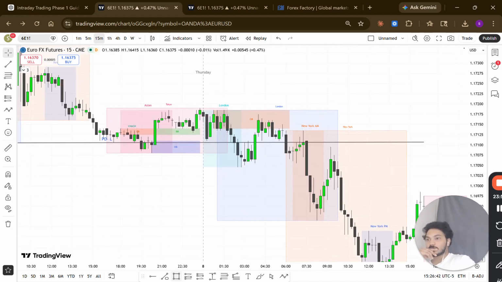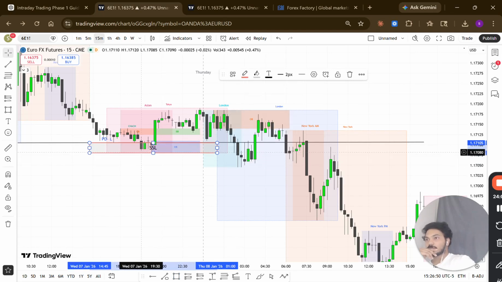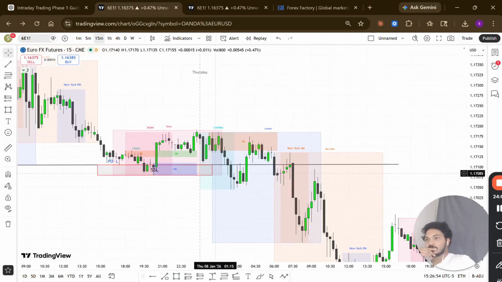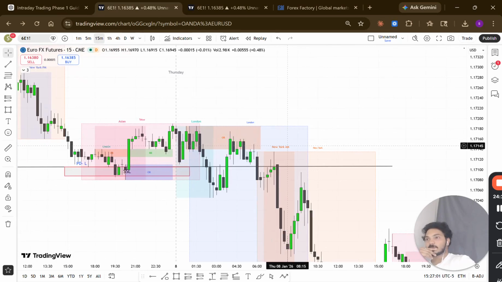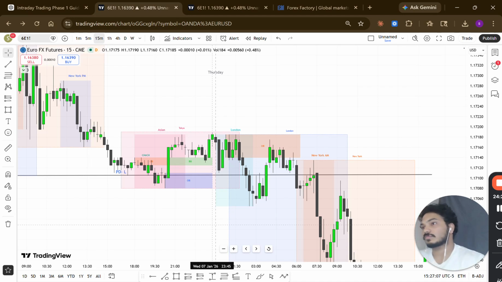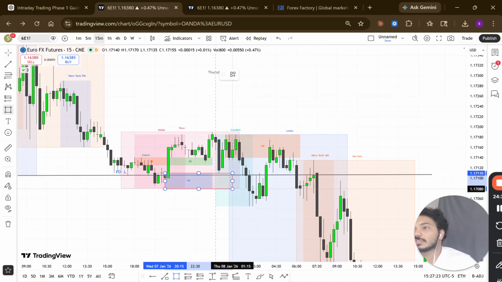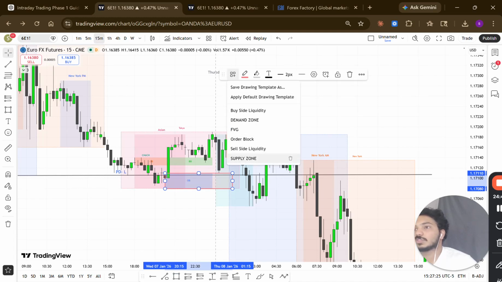So it hunted the sell side liquidity below this previous day low, and after hunting this low, we have seen a strong move upward, making the Asian high. So we can calculate this, and there is a strong order block that formed here later on, which tried to collect some orders and push a little upward towards that Asian high again.